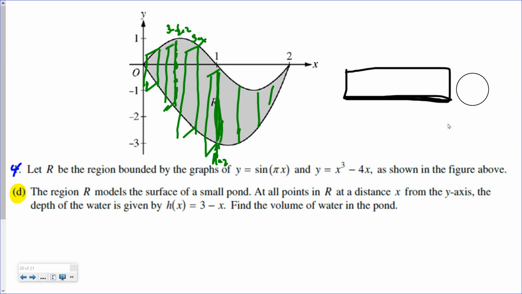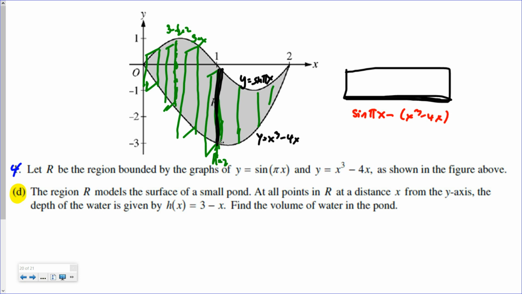And so what you want to do is pull one of these rectangles out, and the length of this rectangle here would be equal to this darkened line here, and this length is y minus y. The y up here is the sine function, y equals sine pi x, and the y down here is the parabola, y equals x cubed minus 4x. So this distance right here is the top y minus the quantity bottom y, all right?